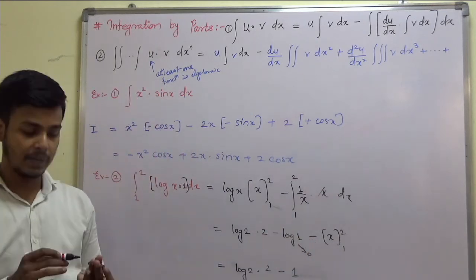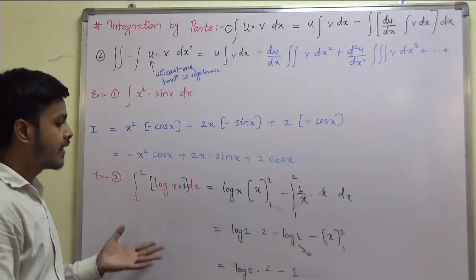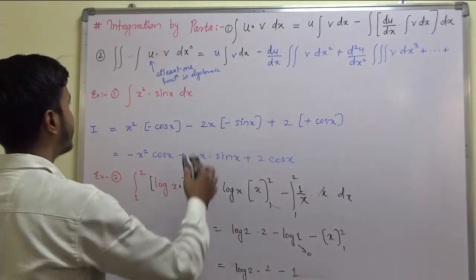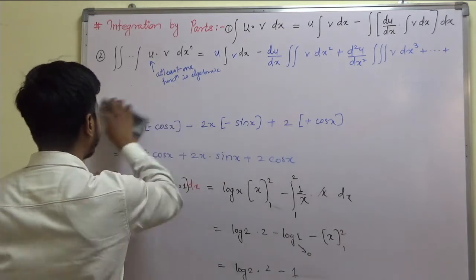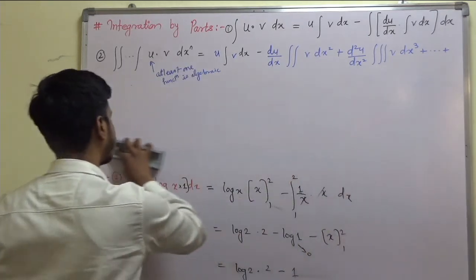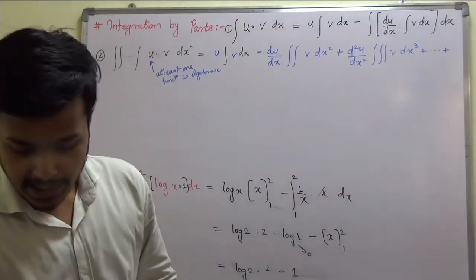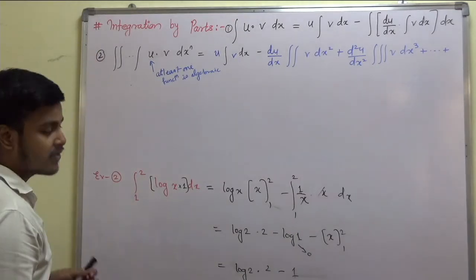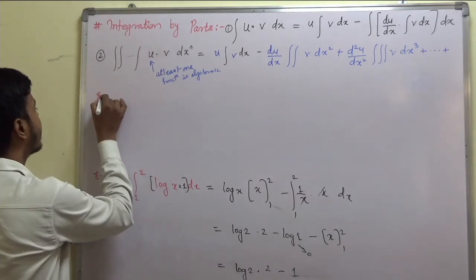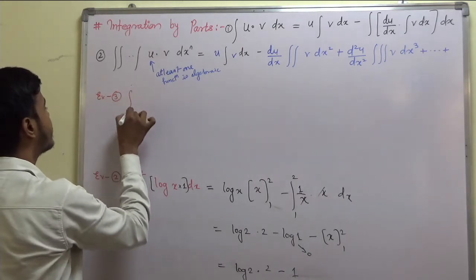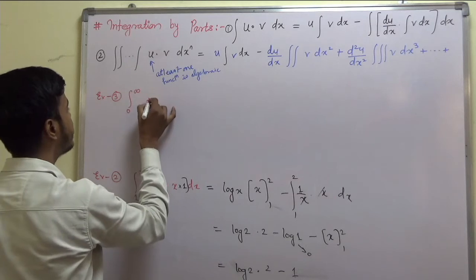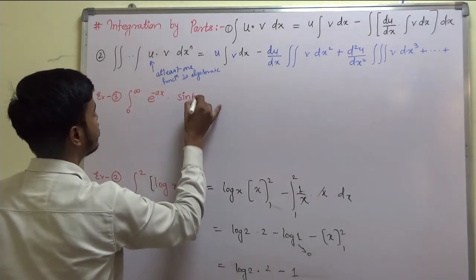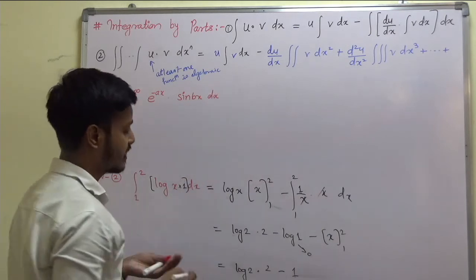Simple. Okay. Now let us take one more problem to make the idea more clear. So I will rub this one. So the next problem that we can take is of integration from 0 to infinity. Example number 3. Integration from 0 to infinity e to the power minus ax into sin bx dx.